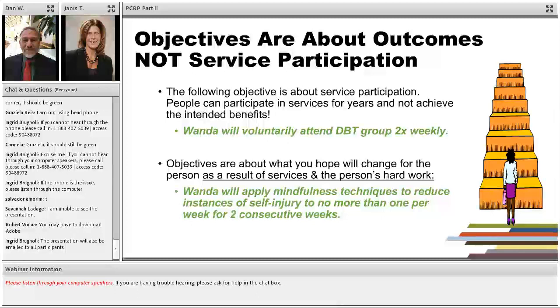So when you're writing your objectives, be careful. You don't want to default to service participation. Instead, you want to focus on something like Wanda using new mindfulness strategies to reduce instances of self-injury to no more than 1 per week for 2 consecutive weeks. And obviously that can be modified based on your assessment and your conversations with Wanda about where she's starting and where she wants to go.